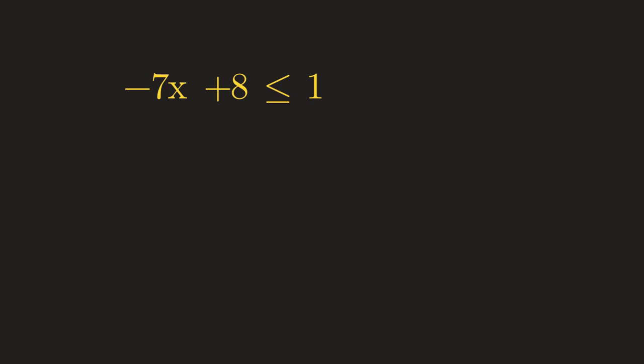Now, what's the first thing you're going to get rid of, though? What's the first thing we need to get rid of? Subtract 8. Agreed. Cancel the 8s. Negative 7x is less than or equal to negative 7. Subtract 8: 1 minus 8 is negative 7.